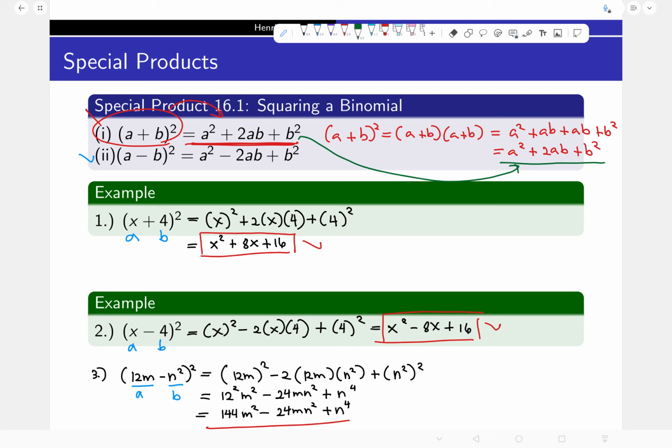So for 2i, I will leave this to you as your practice exercise. So that's how you arrive with the right side.